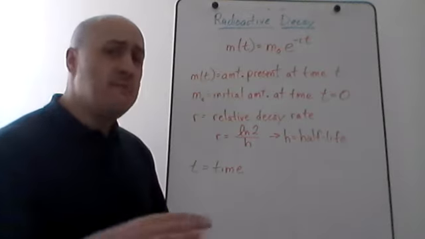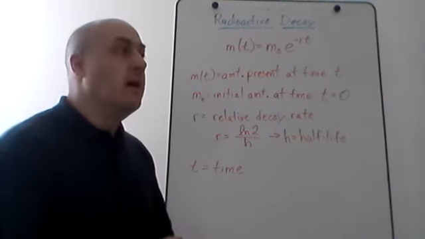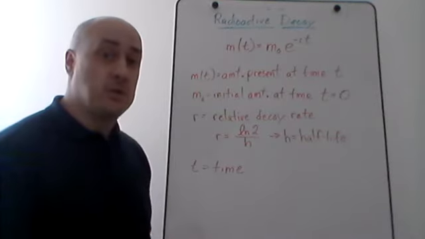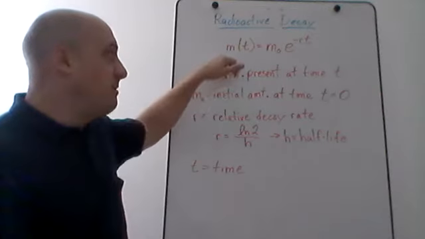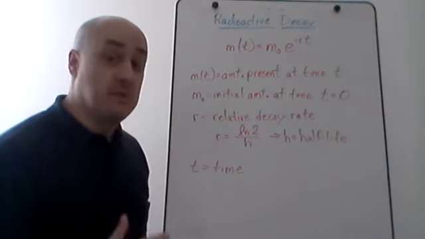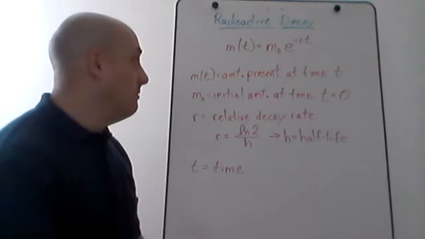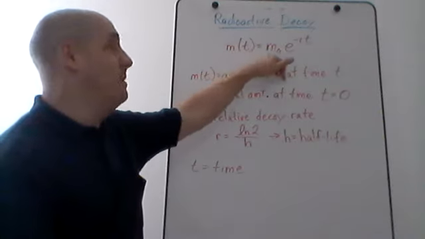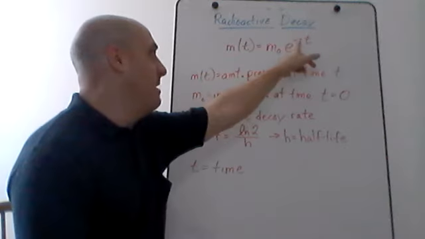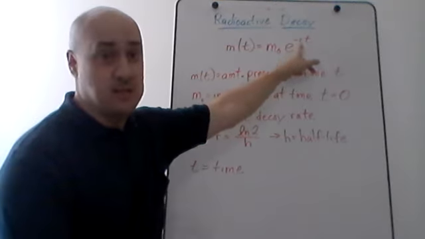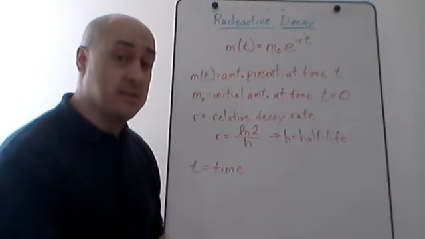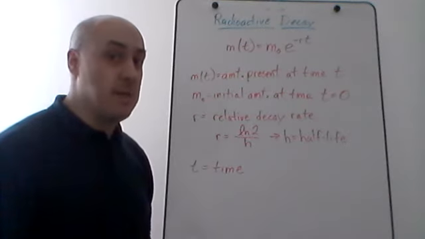Now, if you watch the video that I did on exponential growth and population growth, the formula for radioactive decay is very similar to the formula for exponential growth and population growth. Really, the only difference is they use the letter M instead of the letter N. And then for population growth, the exponent is positive. For radioactive decay, the exponent is negative. Other than that, it's basically the same exact formula.